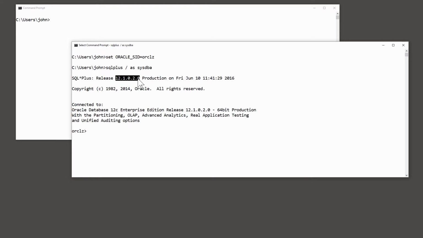My non-CDB is instance name ORCLZ. It is release 12.1.0.2, and what type of database is it? Select CDB from v$database. It's a non-CDB, a perfectly normal database.